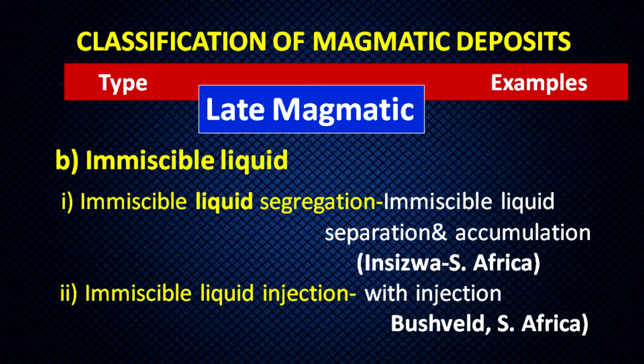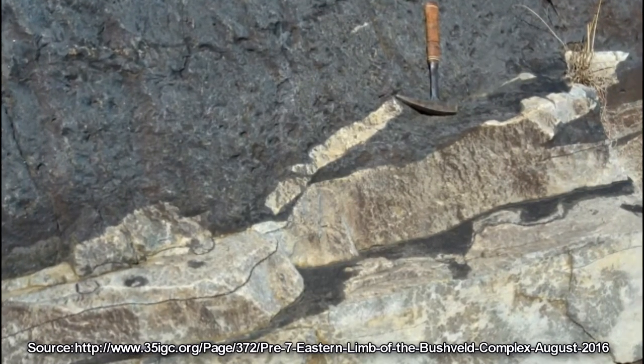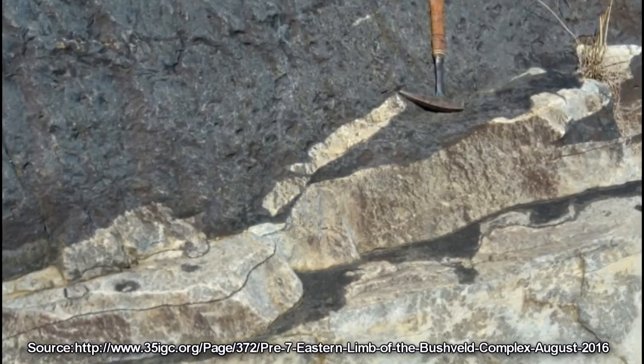In case of two immiscible liquids, the process of segregation is always there, as it used to be earlier also. In this case, the immiscible liquid segregation and accumulation that takes place, the best example is the Insizwa, South Africa deposit. The second one is immiscible liquid injection. With injection you get formation of mineral deposit. Example is the Bushveld igneous complex.